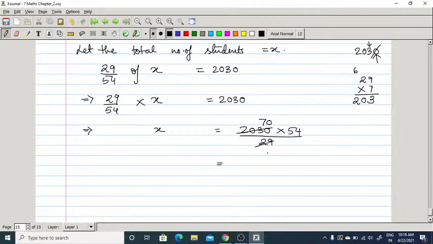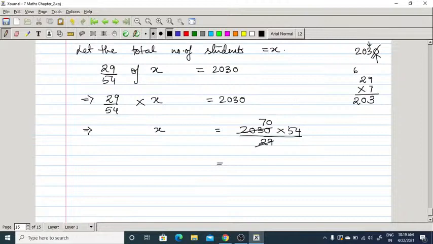I'm repeating once more why I went into this method. This was a very quick method of finding out the answer. Otherwise, you will have to find the factors and do prime factorization, and that will be a lot of waste of time. Since this is the number of students, that means number of human beings, it cannot be in fractions and decimals. It has to be a whole number.